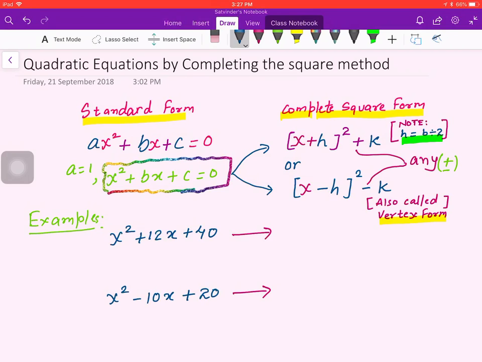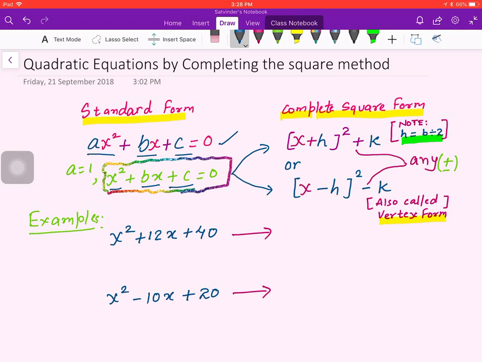So here is the standard form: ax square plus bx plus c equals 0. But we are taking a equals 1. So in this case we will take x square plus bx plus c. These signs can be positive or negative depending on the equation. So don't worry now. What is the complete square form?